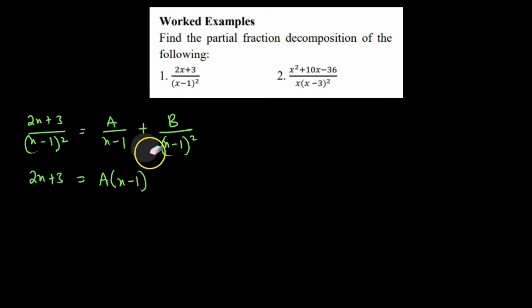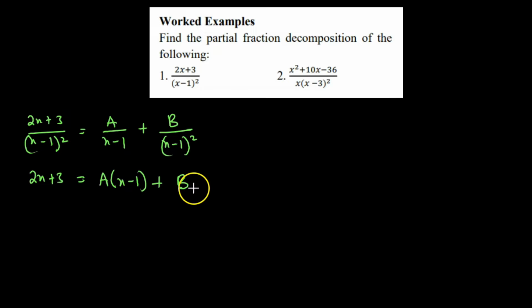Because when you multiply (x minus 1) all squared by a over x minus 1, it will cancel out one of those x minus 1 factors, so it will be left with just x minus 1. Then plus, multiplying through b over (x minus 1) all squared by (x minus 1) squared, we are going to end up leaving b.